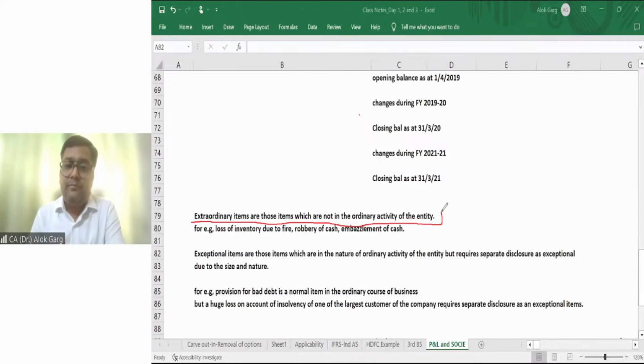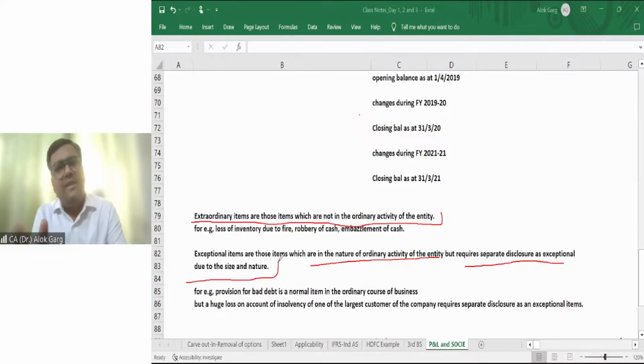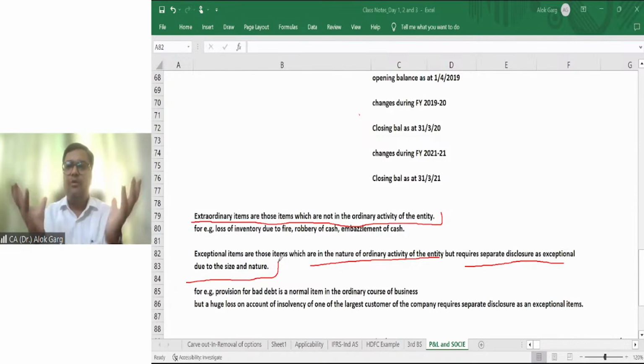Right. What is an exceptional item? Exceptional items are those items which are in the nature of ordinary activity of the entity, but require separate disclosure due to their size and nature. Let me give you an example of both. Friends, exceptional items are the ordinary items. Extraordinary items are the non-ordinary items. For example, having a loss due to an earthquake, is it an ordinary activity of the entity? Answer is no. So that is why extraordinary was there in India, because AS is related to India only.